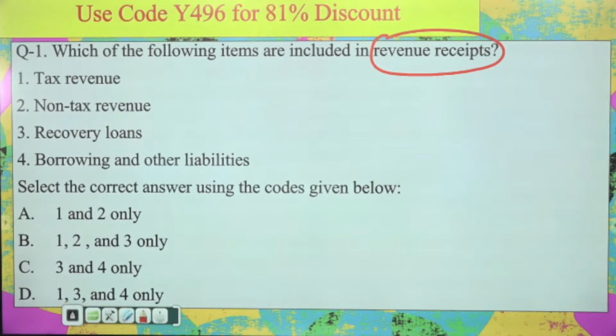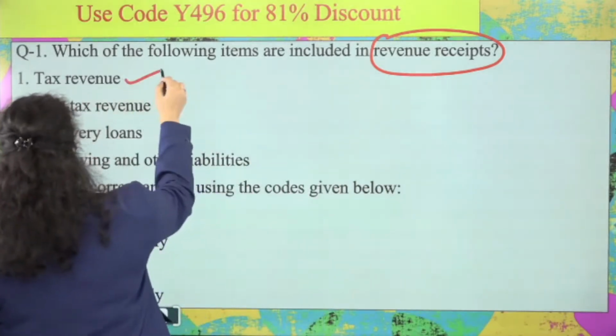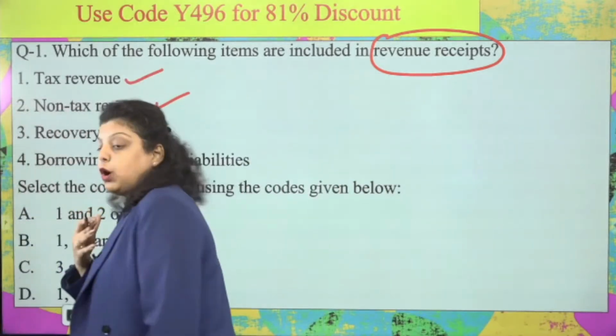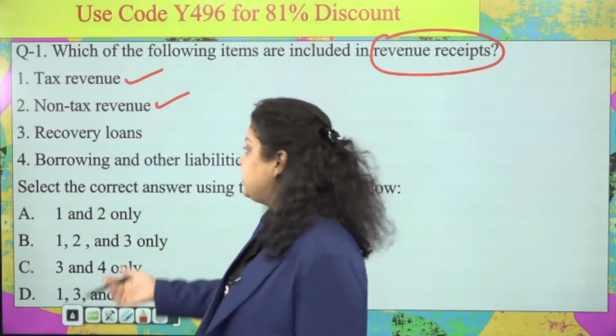So A, B, C or D, which of the following is correct? Okay, so the tax revenue is a day-to-day income. Obviously, non-tax revenue is a day-to-day income. Non-tax means the fine, penalty, challan we are paying. That's a day-to-day income, and a non-tax income.